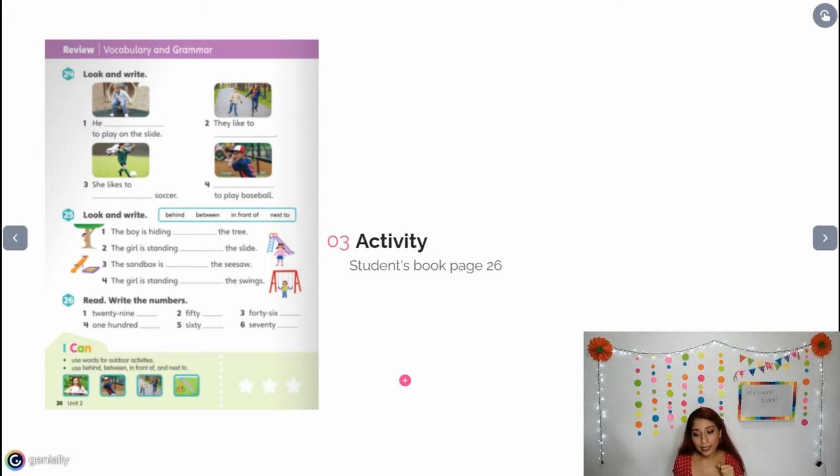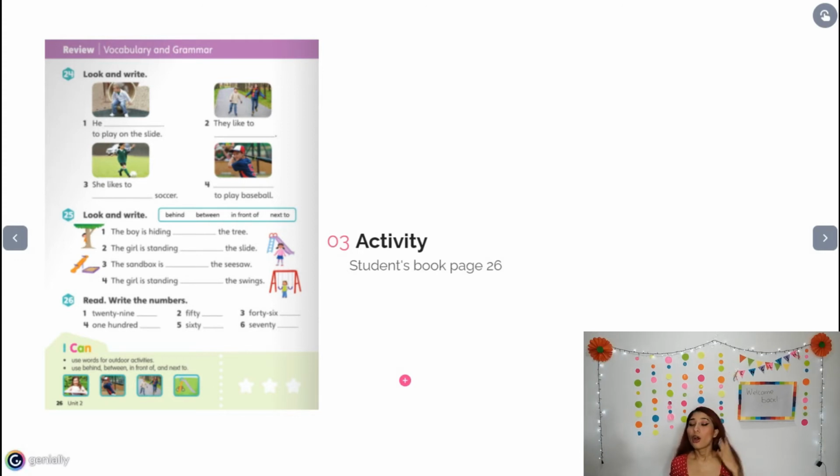Exercise 25 says, look and write. And then you have a box. You say behind, between, in front of, and next to. Number 1, the boy is hiding blank the tree. And then you have some pictures that you need to pay attention to. Number 2, the girl is standing blank the slide. Number 3, the sandbox is blank the seesaw. Number 4, the girl is standing blank the swings.